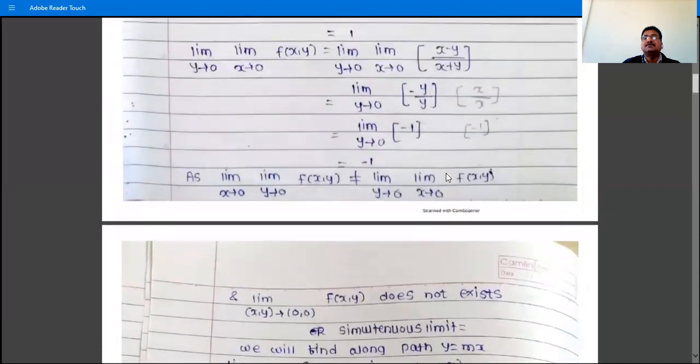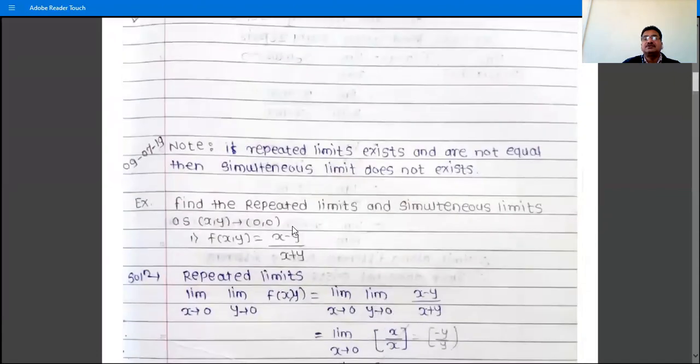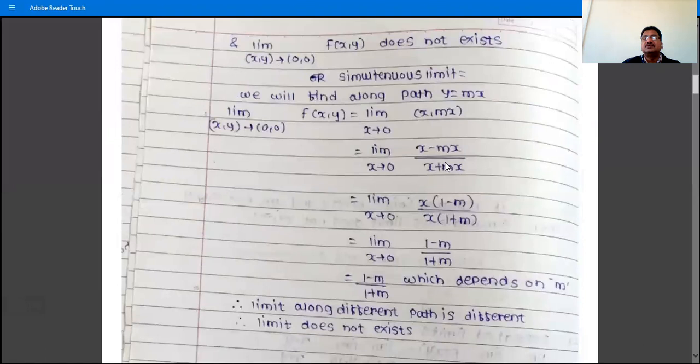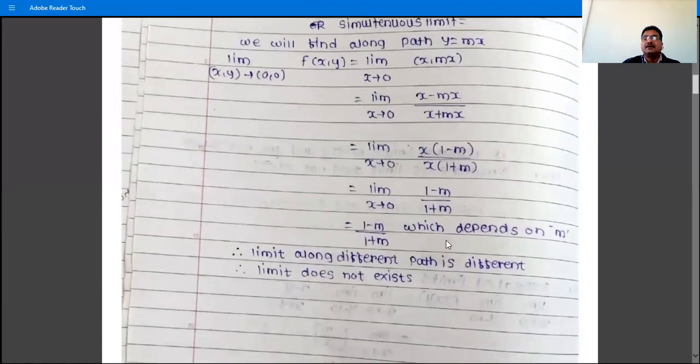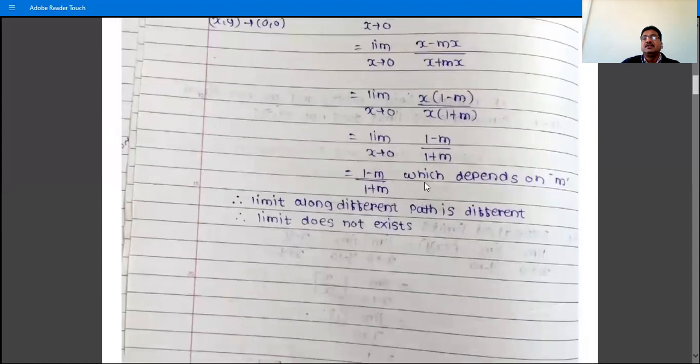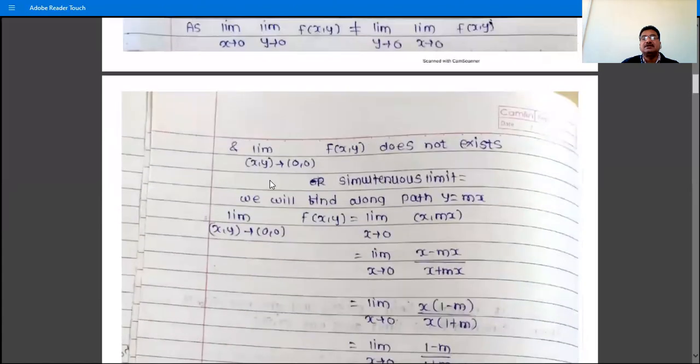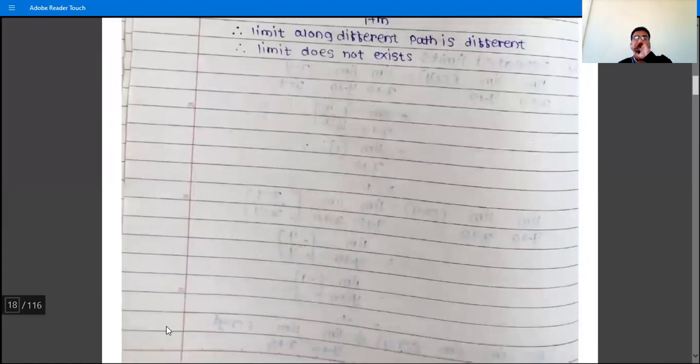And f(x, mx) is what? This is f(x, y), so write y as mx. So (x minus mx) divided by (x plus mx). Take x as common and cancel: (1 minus m) divided by (1 plus m). Take the limit of this factor as x tends to 0. Which depends on m, and therefore the limit along different paths is different, and therefore the simultaneous limit as (x, y) tends to (0, 0) of f(x, y) does not exist.